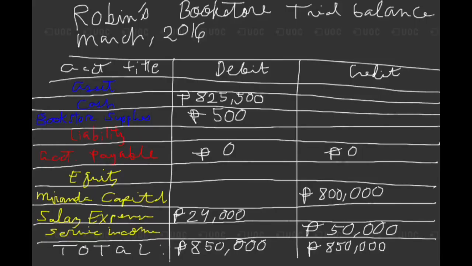We have successfully balanced the trial balance for Robin's Bookstore. And to make it complete, you must double underline your final answer. So that's it, and now it's your turn to try this out.